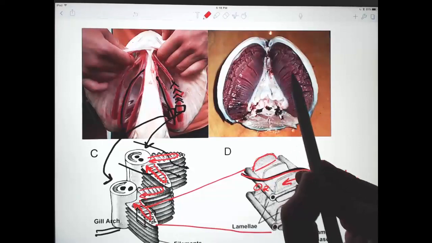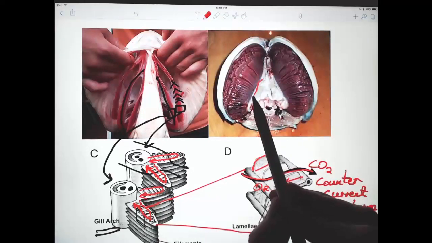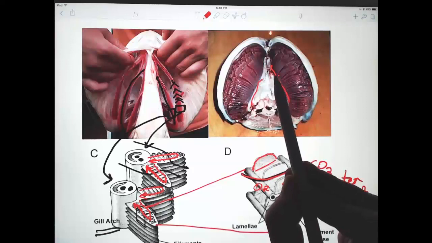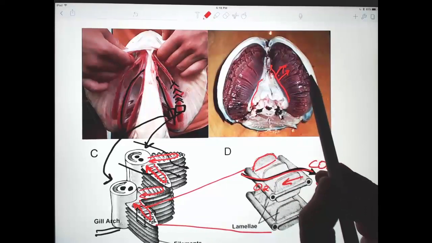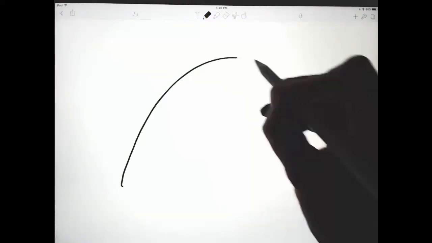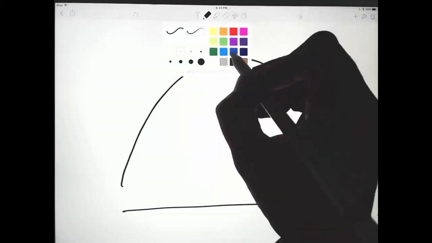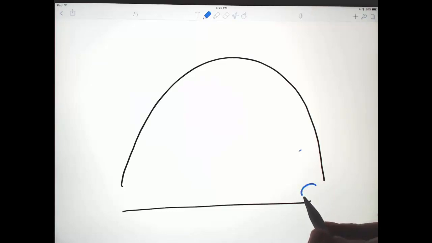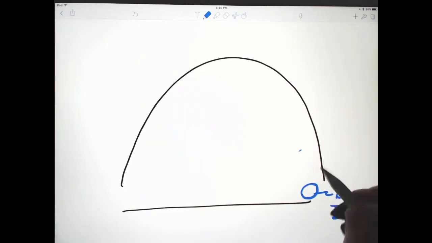Over here, you're seeing the gill arches are down here at the base with the filaments coming out toward us. And you can vaguely tell there's multiple rows of them here. If we're looking at one gill arch and one lamella on that gill arch, there would be a blood vessel carrying deoxygenated blood, and that would be coming out from the body.